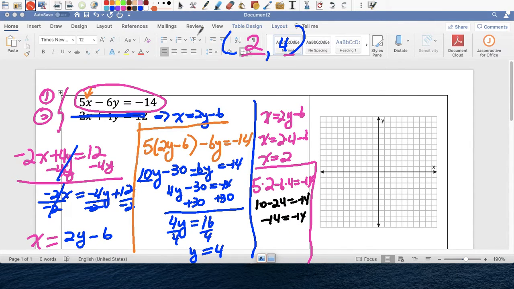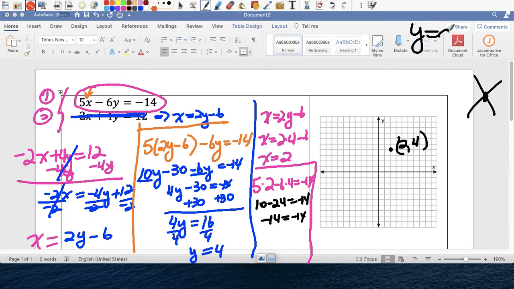So let me graph these two. Let me rewrite them. 2, 4 is our point of intersection. It's 2 to the right, 1, 2, 3, 4 up. Here's my point of intersection. So this is where those two lines would crisscross. I have to obviously rewrite both equations, so don't worry about this for now. I'm just doing it so I can graph it.